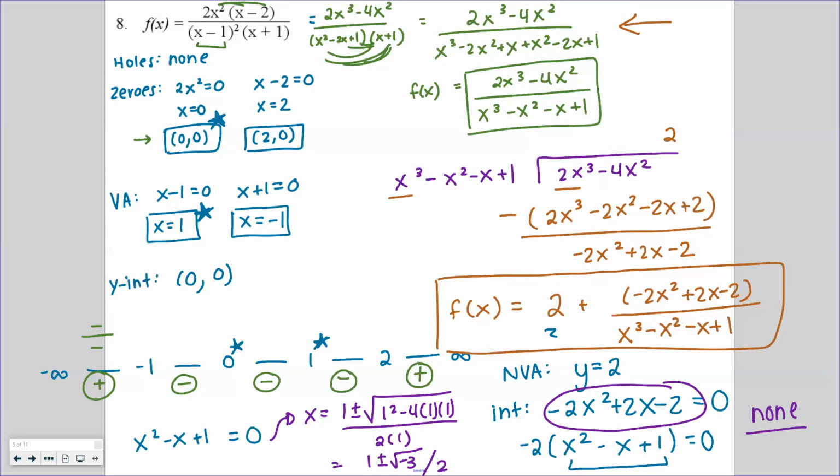Not because there wasn't an x to solve for in the remainder, but because when we got down to it, that quadratic doesn't have any roots. It doesn't touch the x-axis. No intersection points.